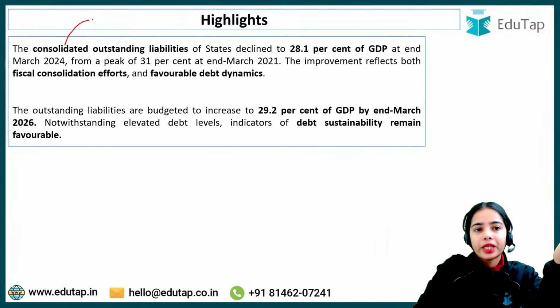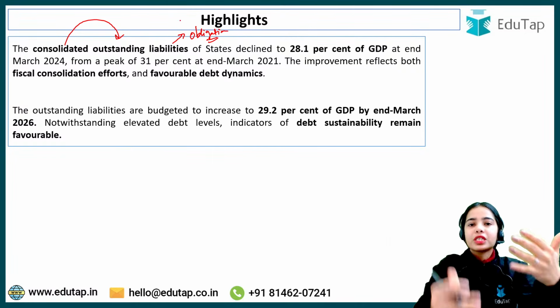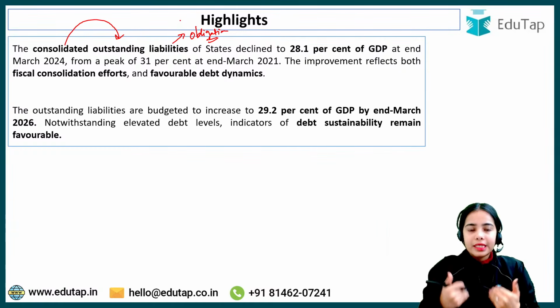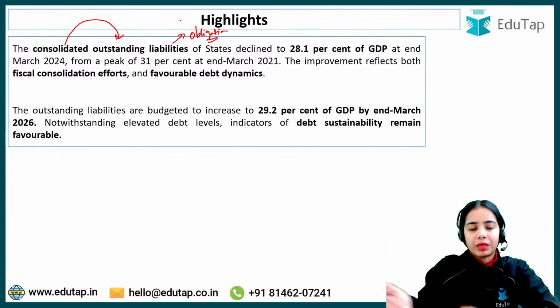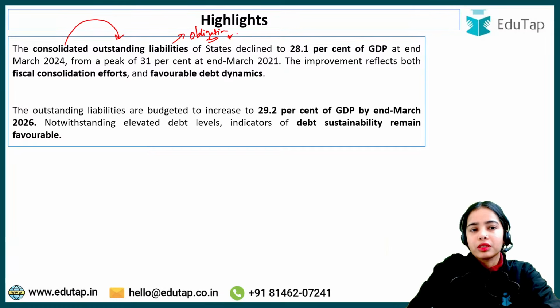Now next is consolidated outstanding liabilities. Liabilities means the obligation of the state government to return the money. If the state government has taken a loan, the state government has the liability to return the money. The state government has the obligation to return the money.